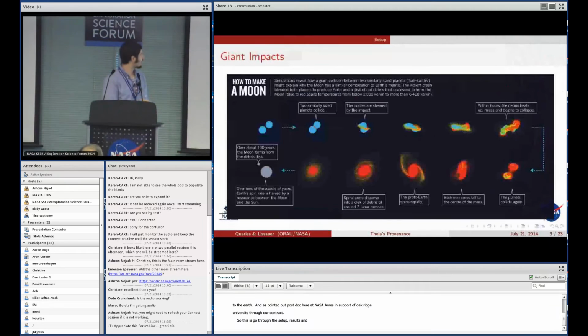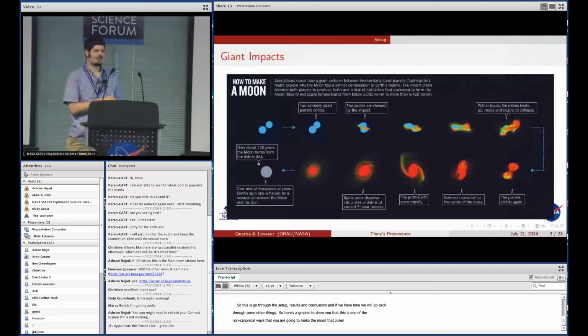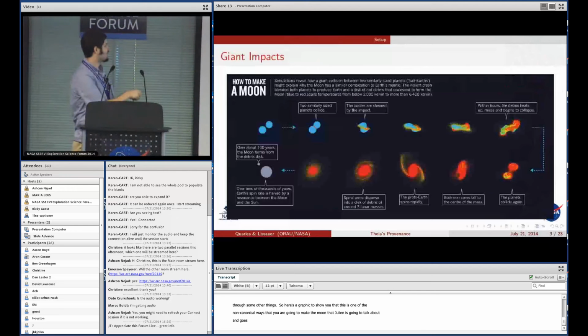So here's a graphic to show you that this is one of the non-canonical ways that you're going to make the Moon that Julian's going to talk about, where you take two planets and it goes through this evolution. What we're trying to do is figure out how you get to this step instead of going through all of this.